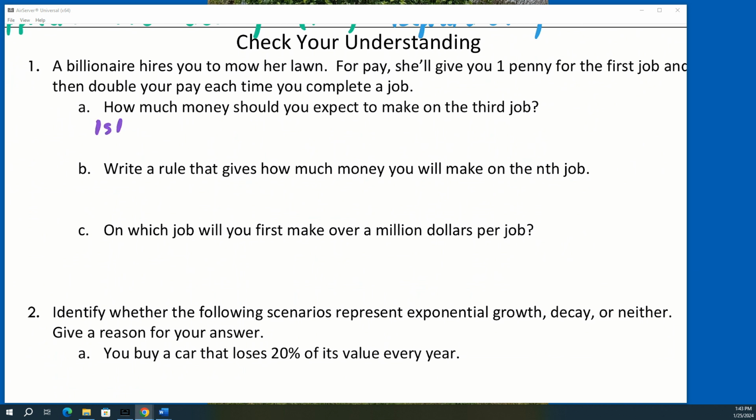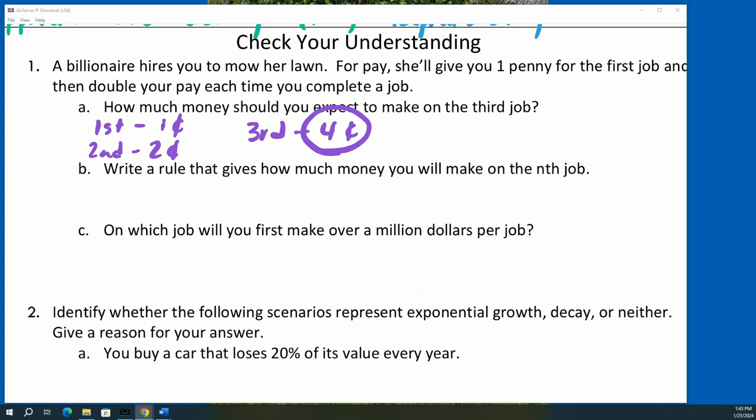If you give up, you're not going to make very much money. So first job is a penny, 1 cent. Second job, 2. So the third job is 4 cents. Not really worth your time at this moment, but hang in there. It's going to be okay.